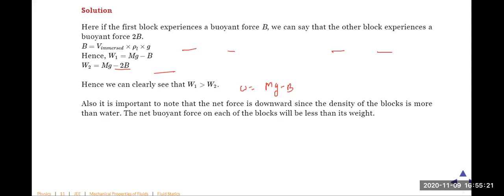Let's see the answer. The answer is B. How come? See, this is what I told you. When you talk about W1, it is Mg minus B. But when you talk about W2, since the volume is twice and both are submerged, the buoyancy will be 2B. Yes or no? Tell me guys. This was a basic conceptual problem. You don't have to calculate a lot. Got it?